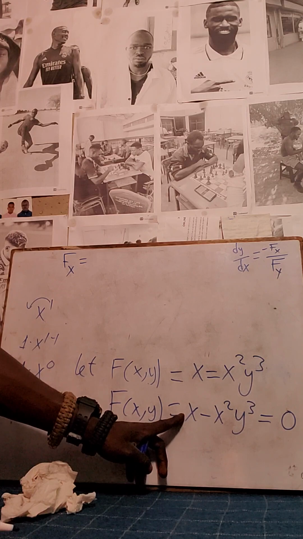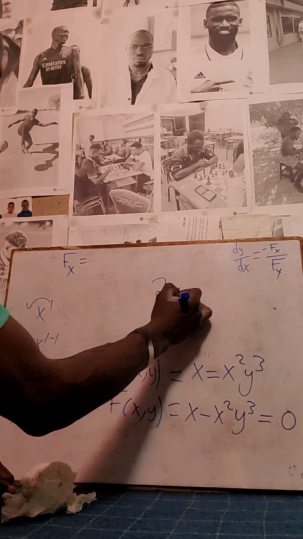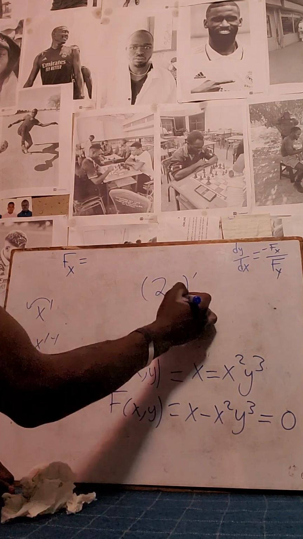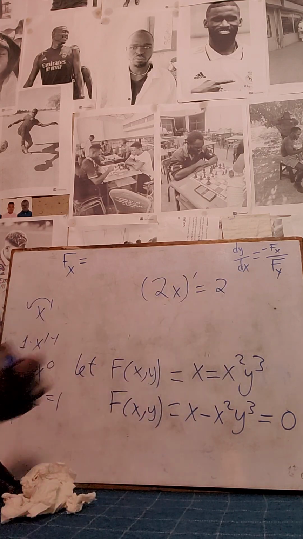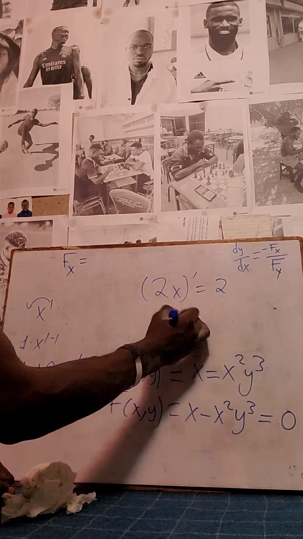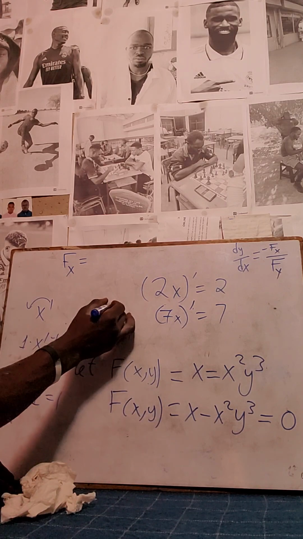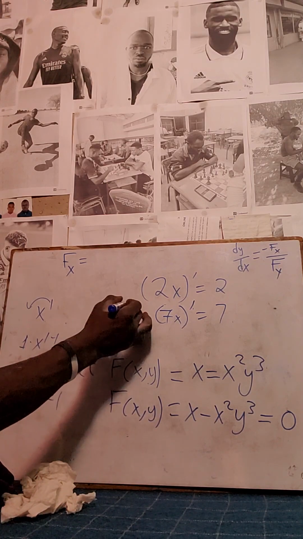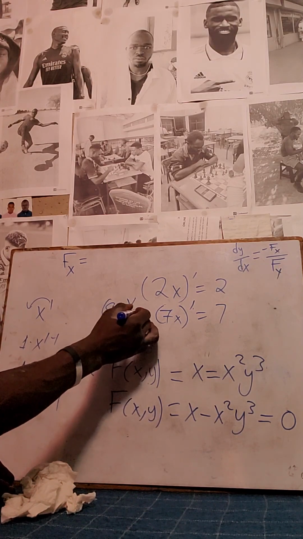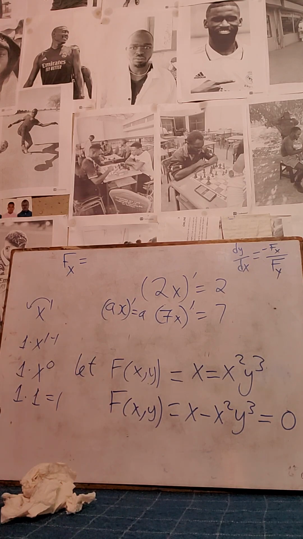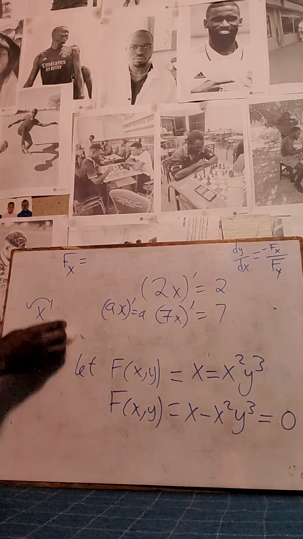If it has a number, for instance, it is 2x. After differentiating it, we are going to say 2. If it has 7, it will still be 7. In short, a constant and a variable, if you differentiate, the answer is a constant. That is the case. If you have got 100x, if you differentiate with respect to x, the answer is just 100. So that is the rule there.